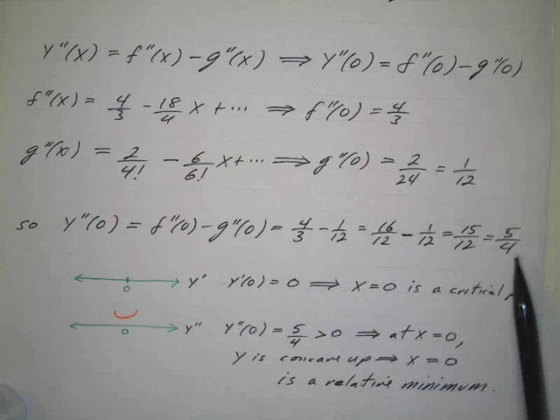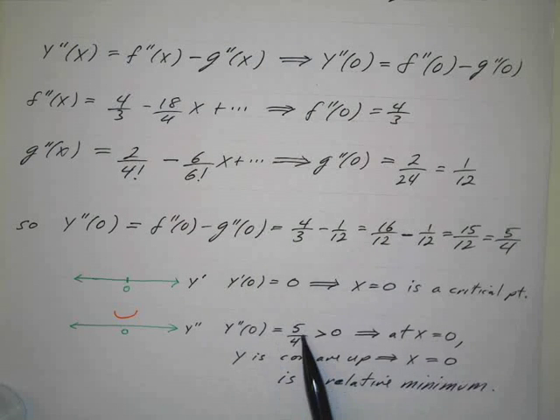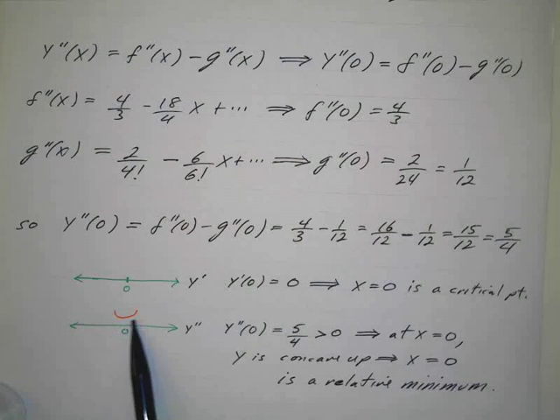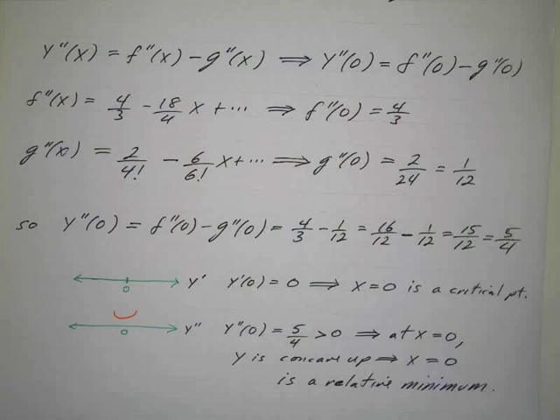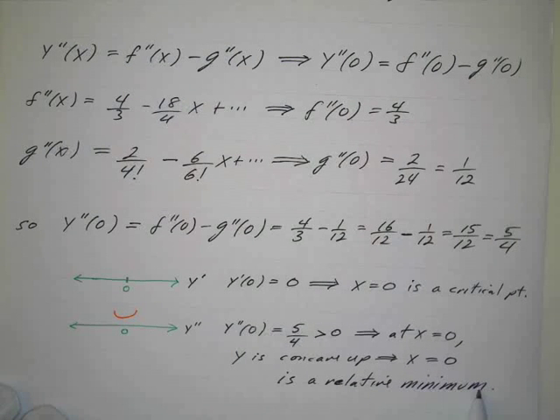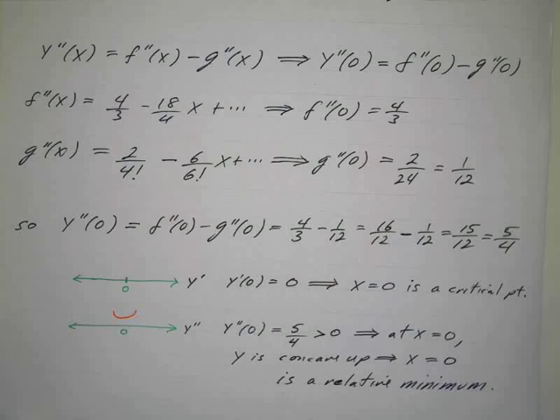Okay, now what's y double prime? y double prime of 0 is 5/4, which is greater than 0 at x equals 0. So y is concave up. So I drew my second derivative test, and I got my concave up. Well, if this is a critical point and this is concave up, what does it look like I'm going to have here? It looks like I'm going to have a relative minimum. So x equals 0 is a critical point, it's concave up, and that implies that x equals 0 is a relative minimum.